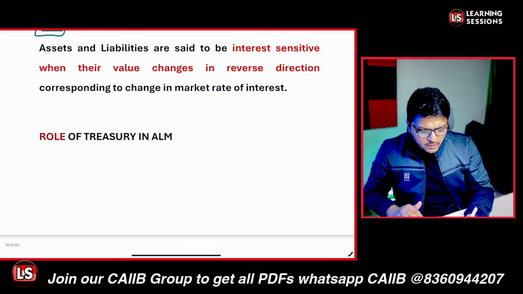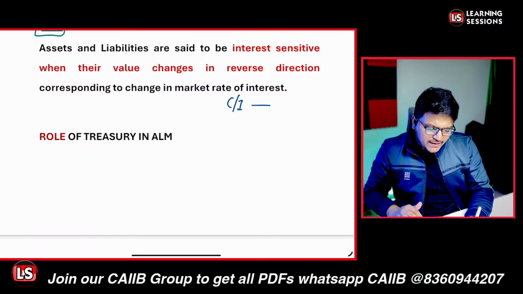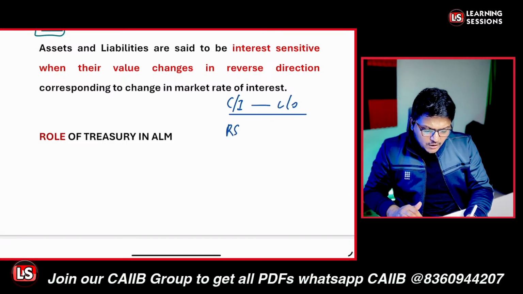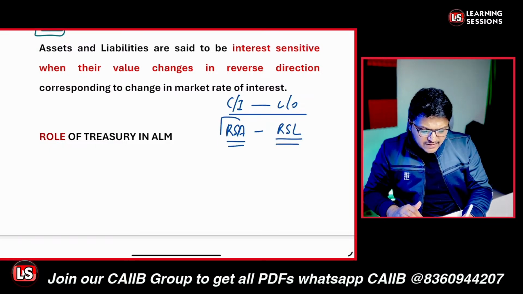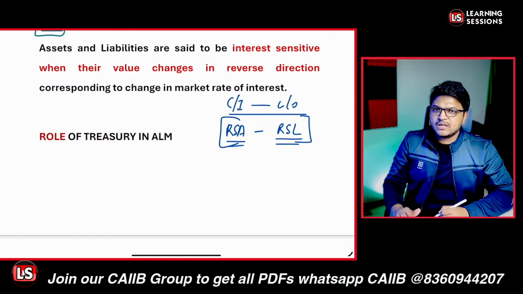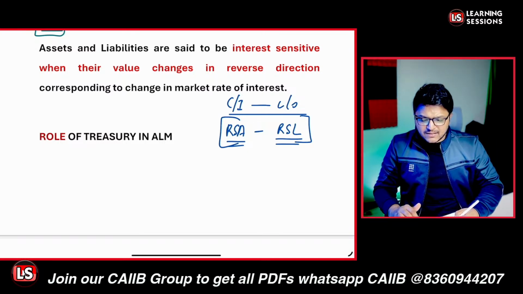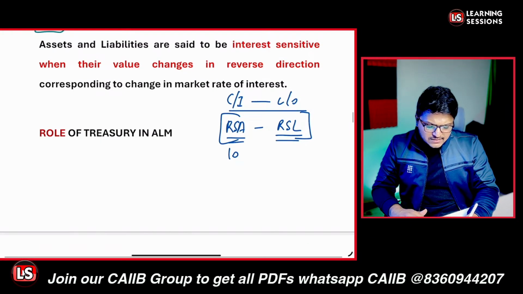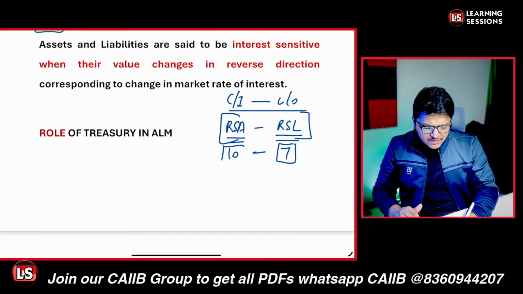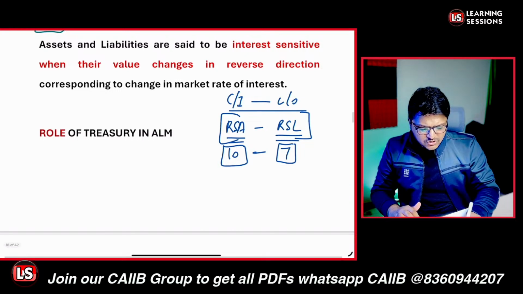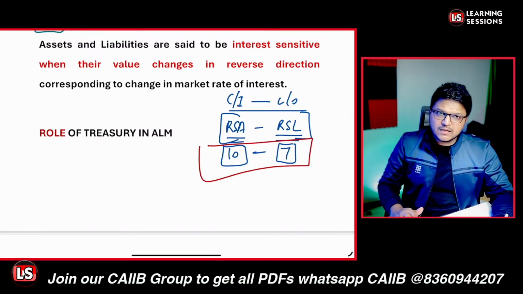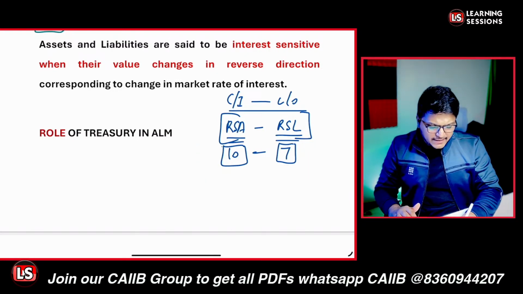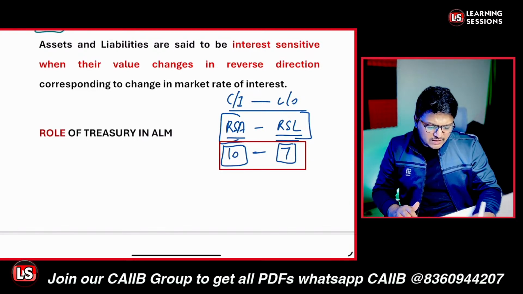The one gap we learned about was the cash inflow and cash outflow gap. The other gap could be related to the differences between the RSA and RSL, that is, the risk sensitive assets and the risk sensitive liabilities. Let's take the case that the bank has 10 lakh of risk sensitive assets and 7 lakh of risk sensitive liabilities. Can the bank use different conditions to make money out of it? Kindly do let me know at the earliest. Can the bank manage these things to make a profit?